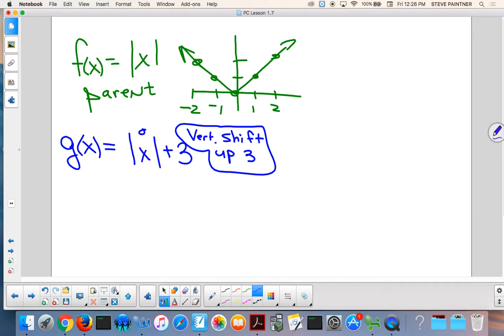Okay? So if that's up 3, what's down 3? Minus 3. Okay, so you could get a minus, and a minus would be down 3. Does that make sense? So your graph would be right there at 3. It would do the same exact thing.